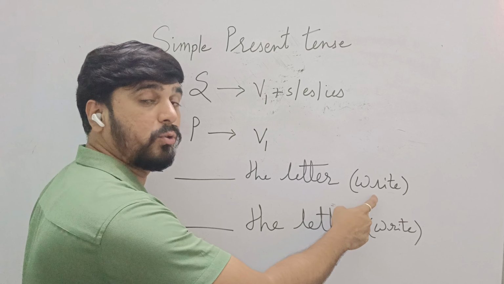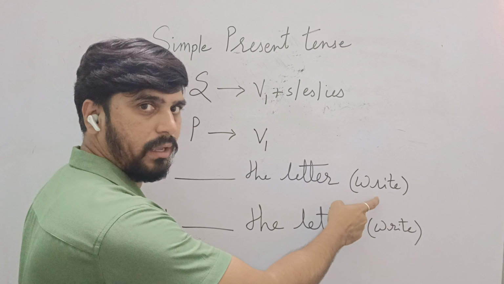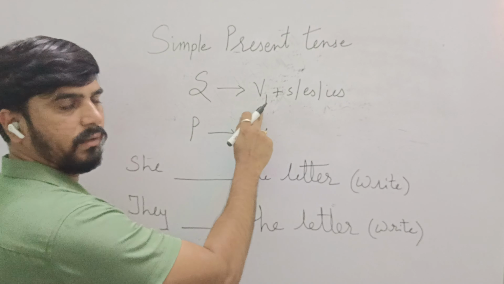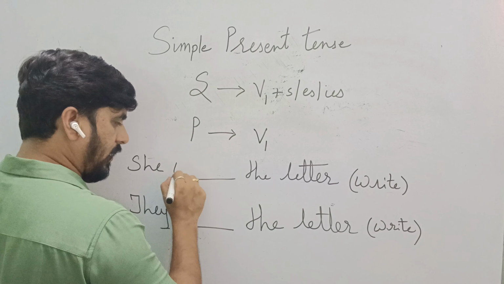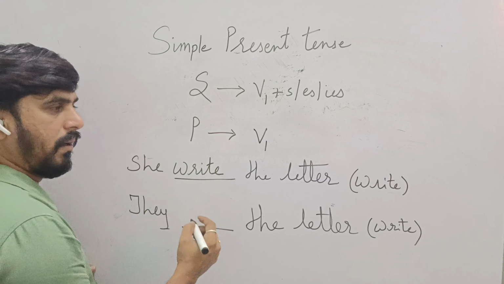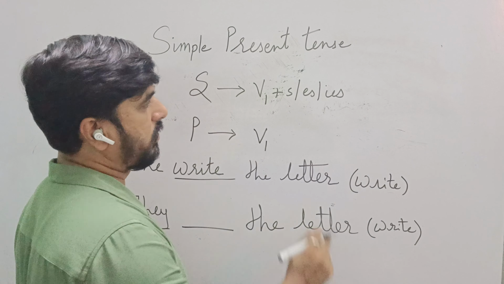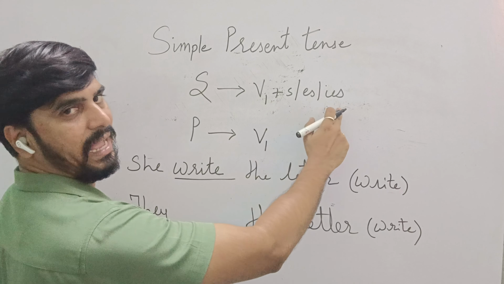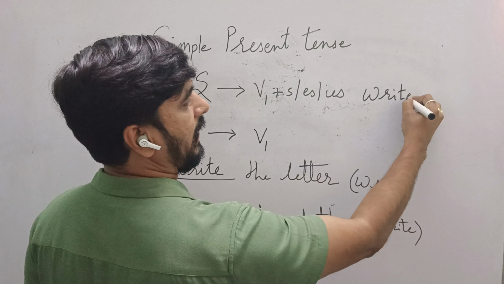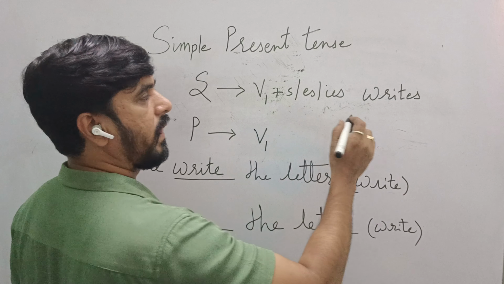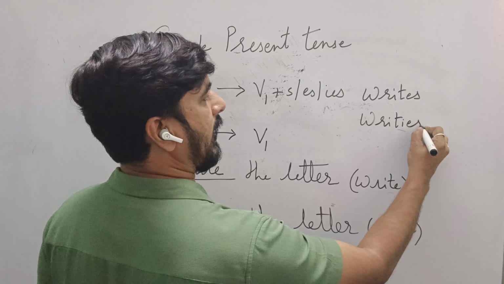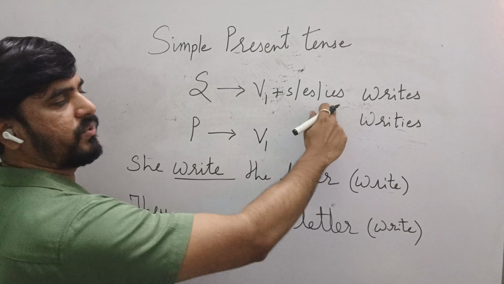Which verb do we have to use? We have to use the verb write. Okay. So what is the rule for singular? The rule for singular is V1. So this is V1. Right. But for V1, we must use S, ES or IES. So WRITES. S I have used. WRITIES. IES I have used.